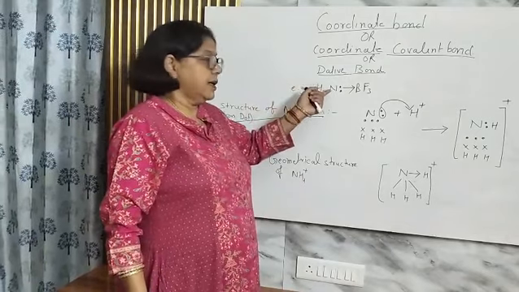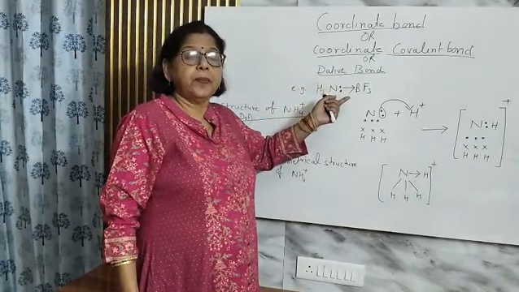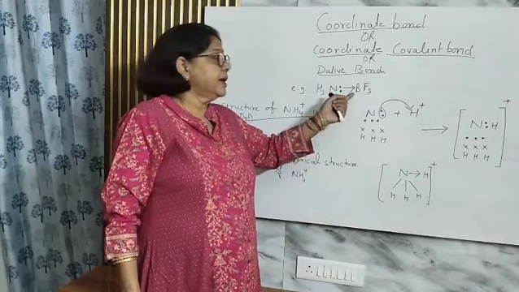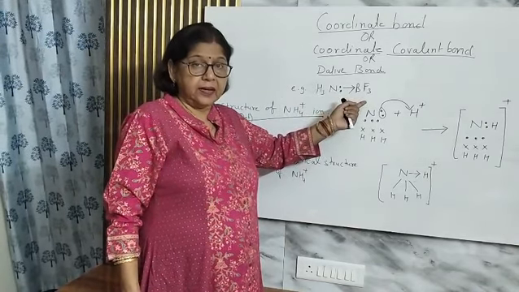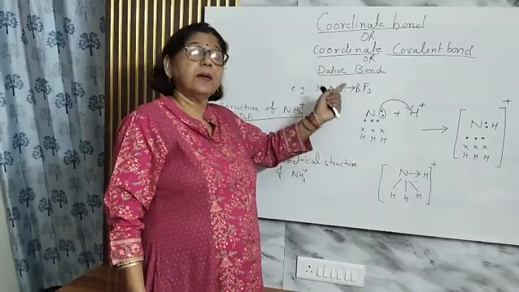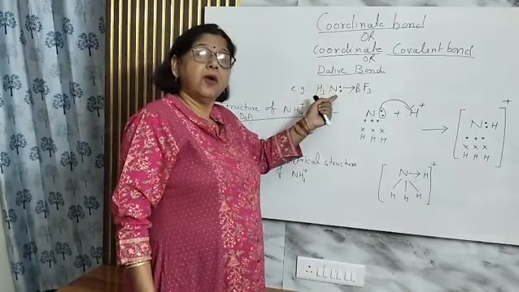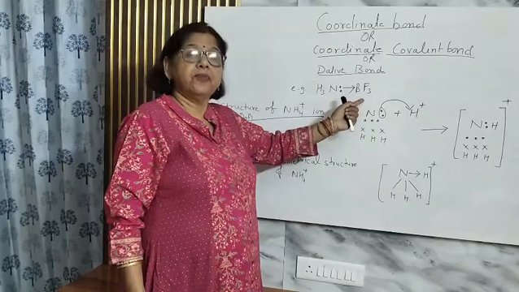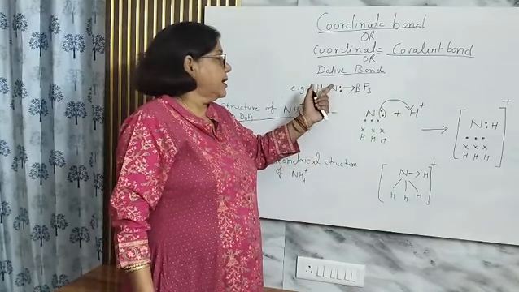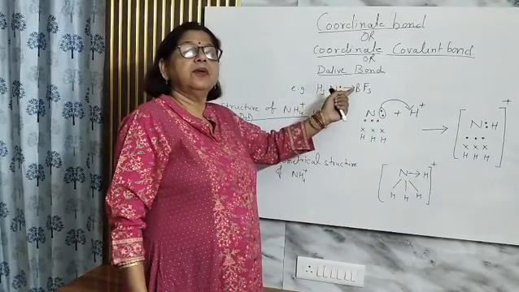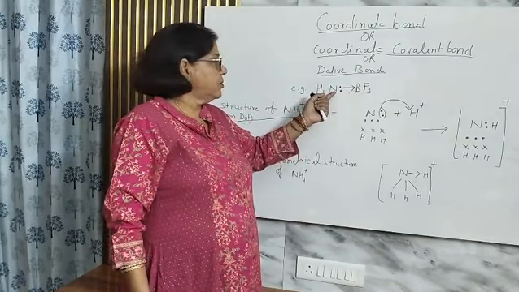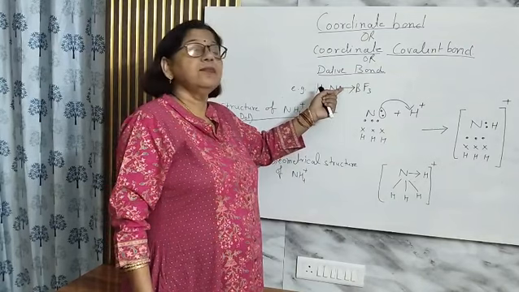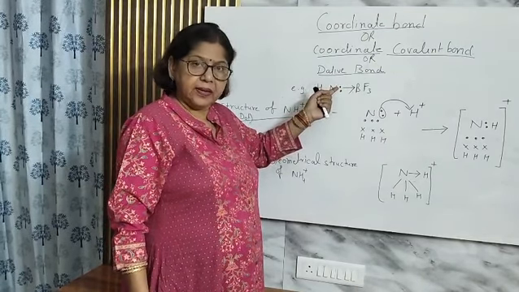For example, I can say ammonia. In ammonia, nitrogen has a lone pair of electrons, right? And the molecule boron trifluoride is an electron deficient unit, right? It is an electron deficient compound. So what happens? Nitrogen from the ammonia donates a pair of electrons to boron trifluoride. So that's why nitrogen is the donor atom and boron trifluoride is the acceptor. So the head of the arrow is towards boron trifluoride and the tail of the arrow is towards nitrogen, right?